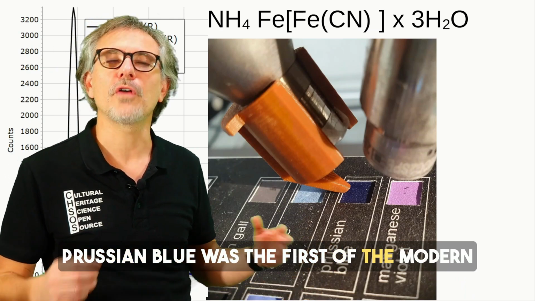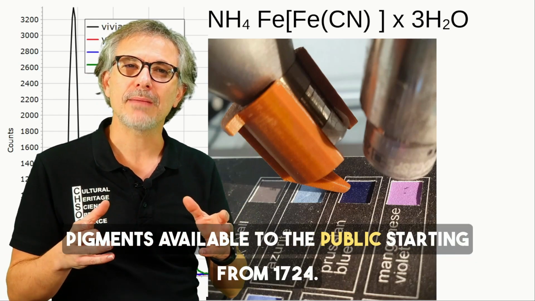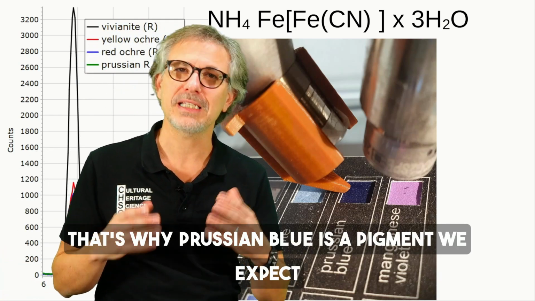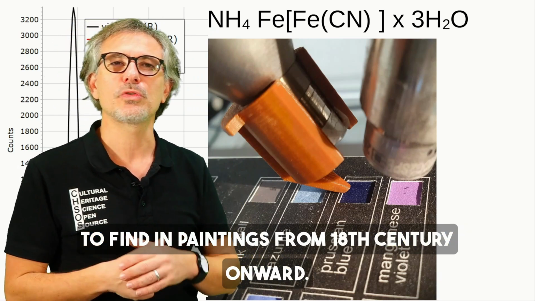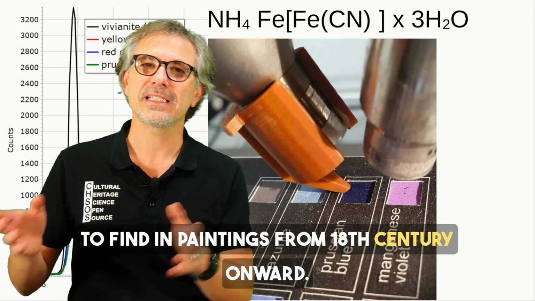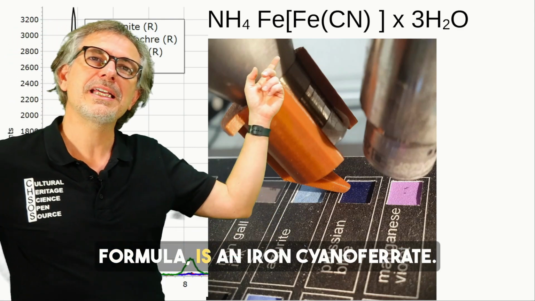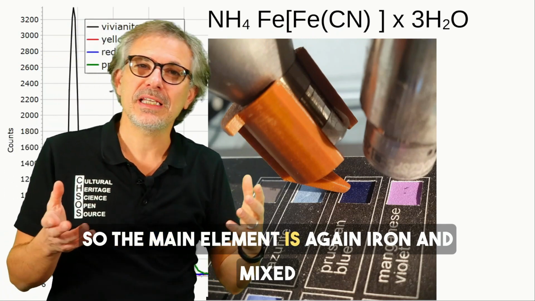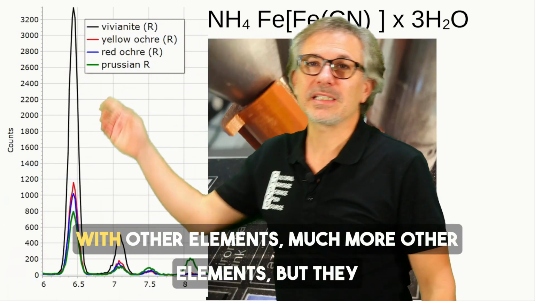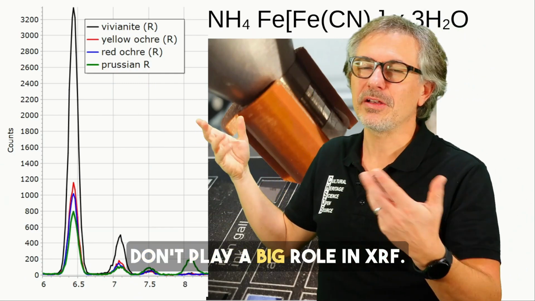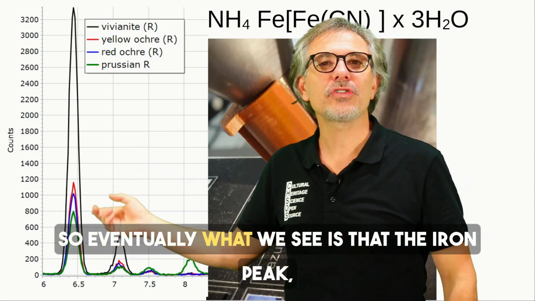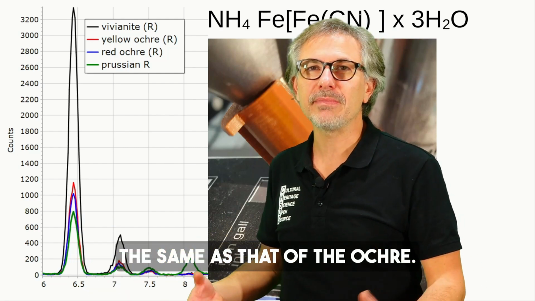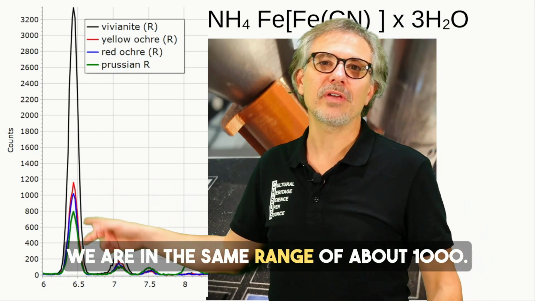We look now at Prussian blue. Prussian blue was the first of the modern pigments available to the public, starting from 1724, and from then it was very popular. That's why Prussian blue is a pigment we expect to find in paintings from the 18th century onward. Prussian blue, we see from the formula, is an iron cyanoferrate. So the main element is again iron, mixed with many other elements, but they don't play a big role in XRF. So eventually what we see is that the iron peak, the green one of Prussian blue, is the same as that of the ochre. We are in the same range of about 1000.